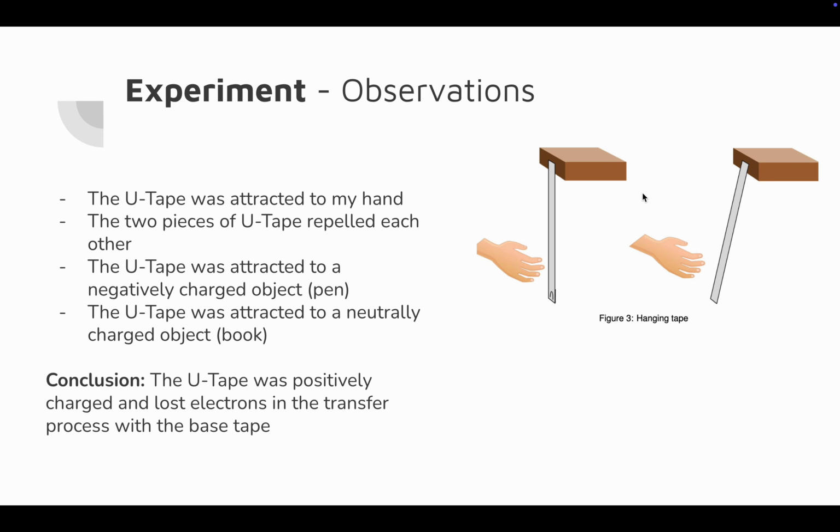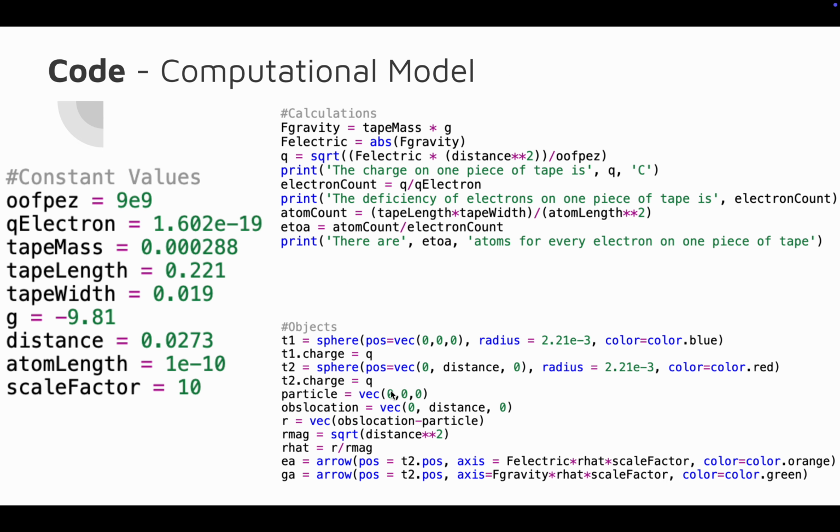For our observations, here are a few things that we found. The U-tape was attracted to my hand. We found that the two pieces of U-tape repelled each other. We found that the U-tape was attracted to a negatively charged object, such as a pen, and that the U-tape was attracted to a neutrally charged object, like a book. As a conclusion, the U-tape was positively charged and lost electrons in the transfer process with the base tape.